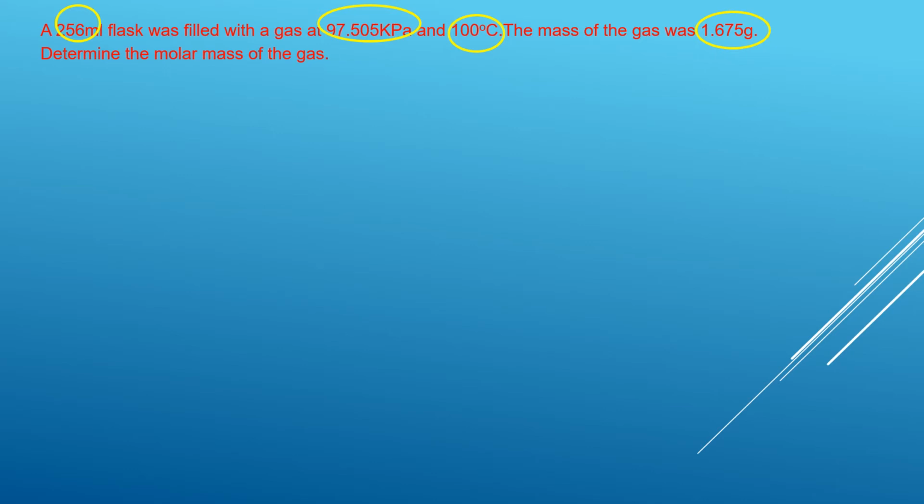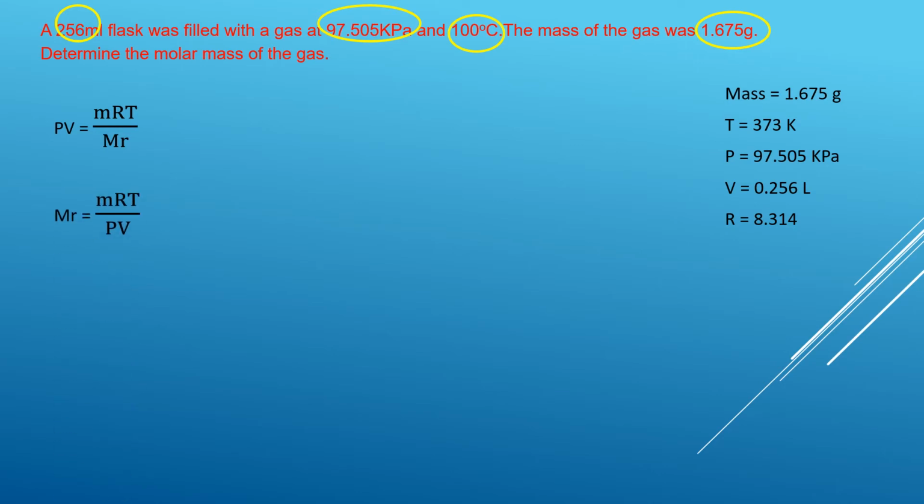So now, in order to calculate the molar mass of the gas, we have all the variables that are supposed to be used. Let's put it all in order. We have the mass, the temperature in Kelvin, the pressure, and then the volume. R is a constant, so we don't actually have to write it. So now we just have the equation PV equals mRT over MR. Make MR the subject of the formula, and it should read as MR equals mRT over PV. Okay, let's substitute our values now, and you can see how the calculation is done.